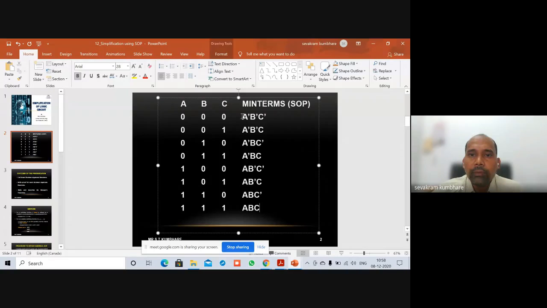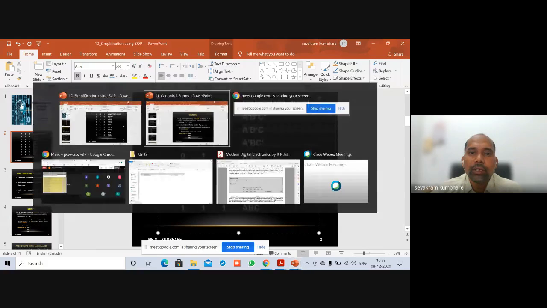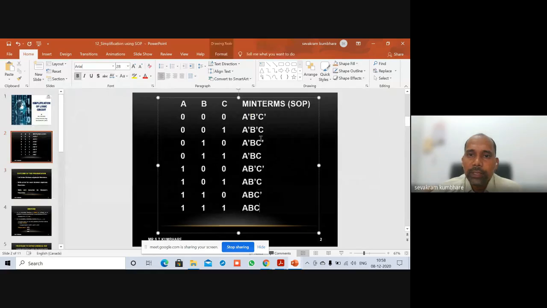If you write down the sum of product form with the help of these min terms, then it is called canonical SOP form. In a similar fashion, if you want to write down max terms, it will be like this. This is min term. I'll reduce this font size, and similarly you can have max terms.